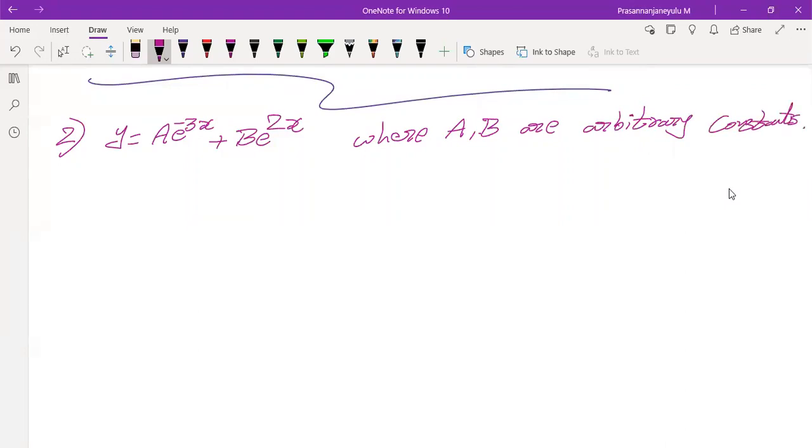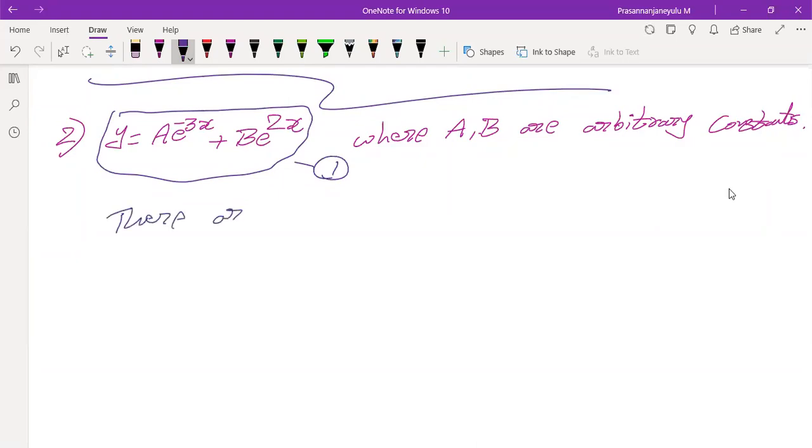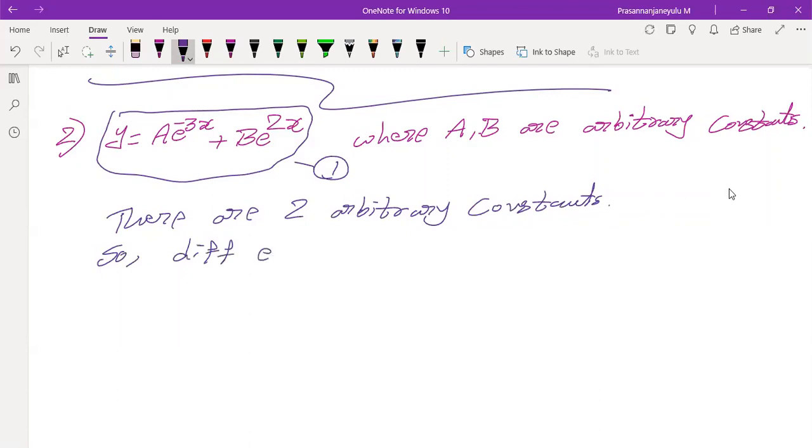Now, how many arbitrary constants are provided in the given problem? Two arbitrary constants. So how many times do we have to differentiate? Two times. I'm writing the direct step. Two arbitrary constants. So differentiate equation 1 with respect to x two times successively.